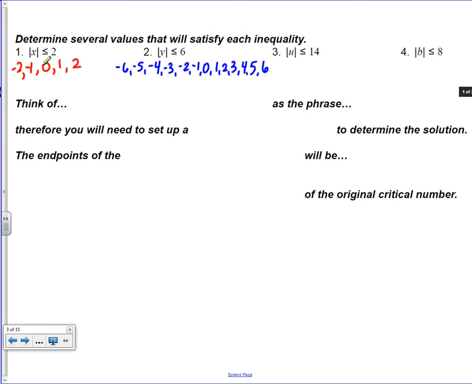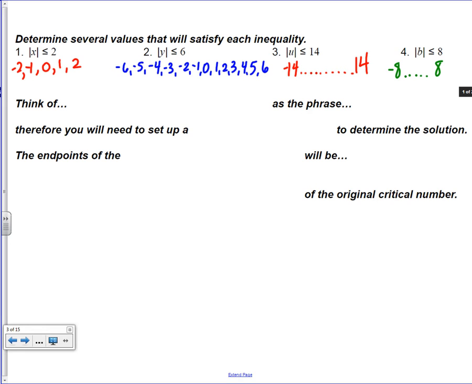Well, I'm sure by now you can guess that if I want the absolute value to be less than or equal to 14, that would be all the numbers from negative 14 to positive 14. 0, 2, 10, negative 8, 6. And the same thing holds true for the absolute value being less than or equal to 8. Everything from -8 to +8 should work.